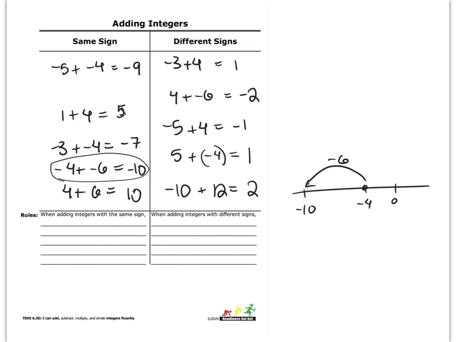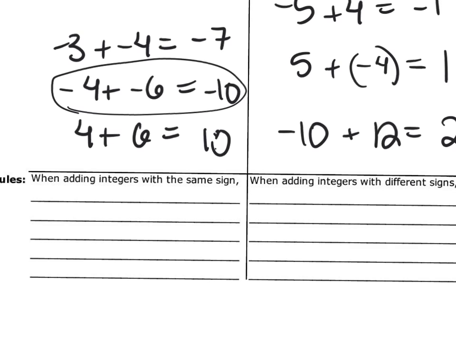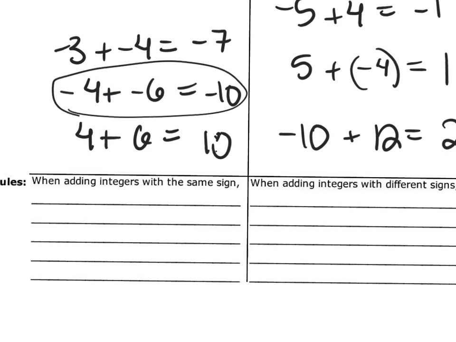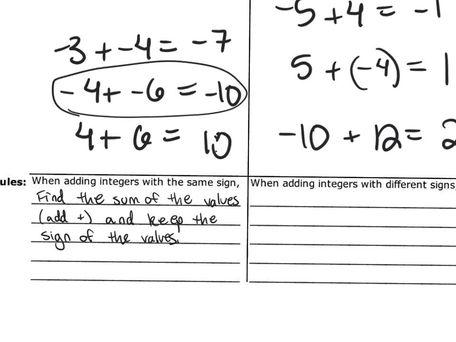When we had integers that we were adding and they had the same sign, what we were doing was adding the values and keeping the sign that they originally had. So let's write that down. When adding integers with the same sign, we're going to find the sum of the values. We're going to add, and the sign will not change. So if both of the add-ins were negative, then the sum will also be negative. If both of the add-ins were positive, then the sum will also be positive. So the sum, its sign is going to match the sign of the add-ins.